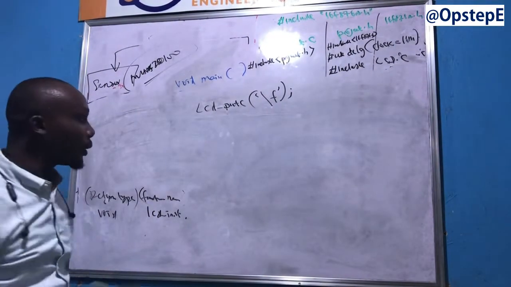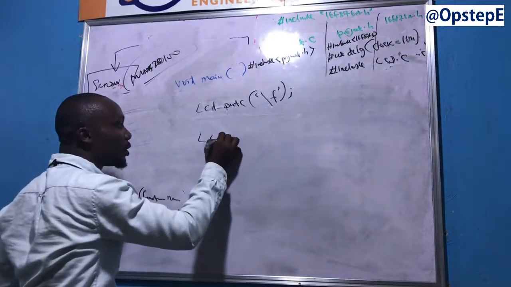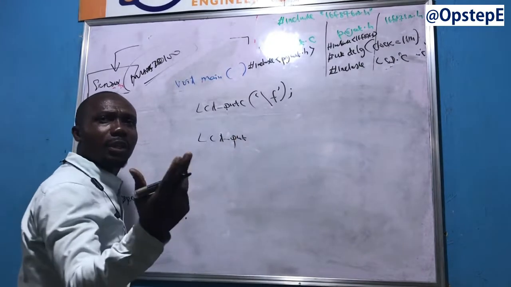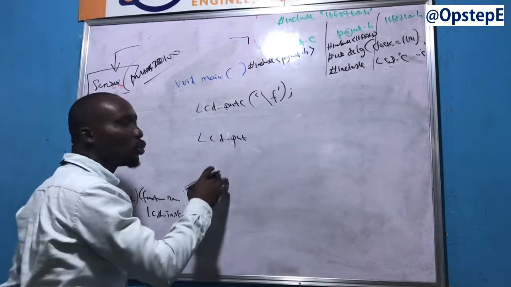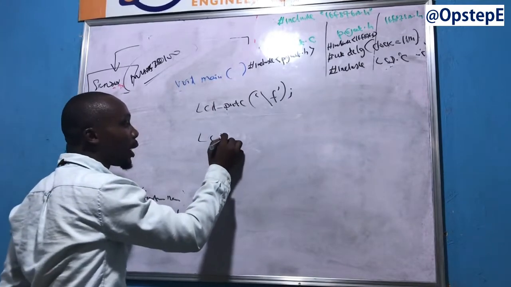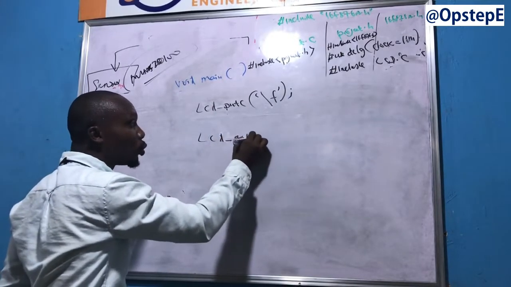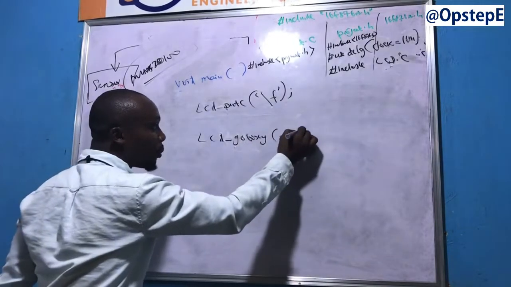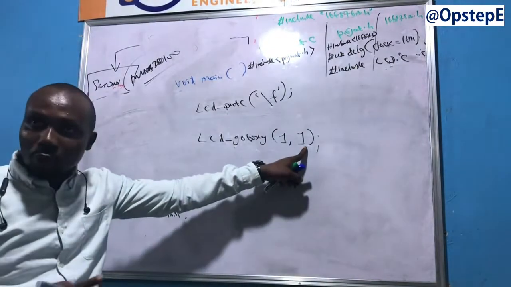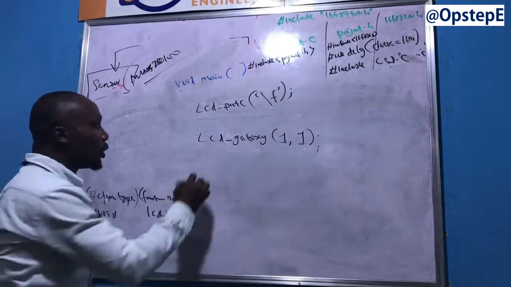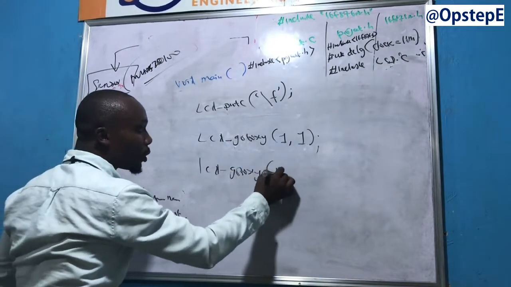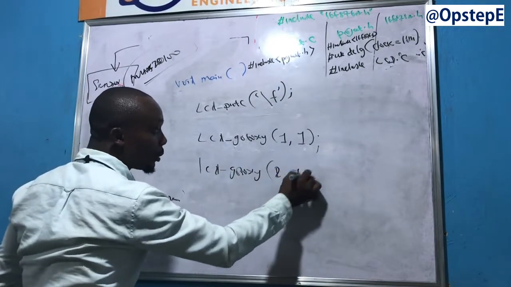If I need to go to line 1, it's going to be lcd_put. Is it putc? Putc. Is it lcd_goto? If you want to change the line, yes. lcd_gotoxy, comma 1, comma 1. Line 1, column 1. For line 2, it's going to be lcd_gotoxy, comma what? Is it 2,1 now, or 1,2?